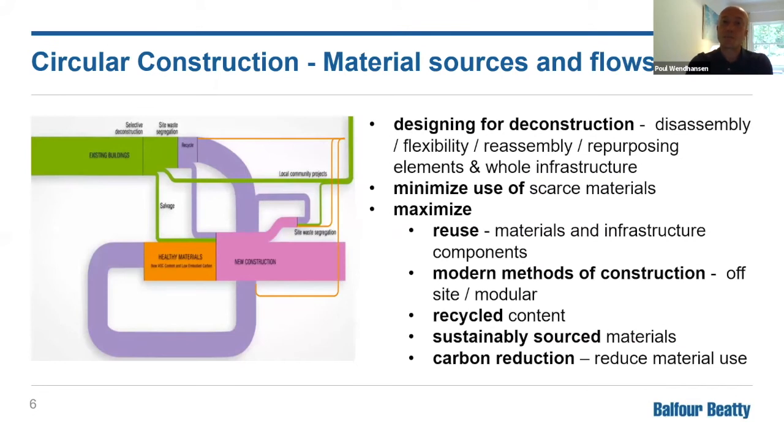So just an example of this, material flows. You've got something we did many years ago on the left, which is just looking at a customer's portfolio and saying, right, how do we rethink the refurbishment of your building and really apply designing for deconstruction, so that assembly, flexibility, reassembly, repurposing, minimize the use of scarce materials, and then maximize reuse of materials, infrastructure components, the use of modern methods of construction, off-site, modular, increase recycled content, and then make sure that materials are sourced in a sustainable way, and that we have carbon reduction in there.